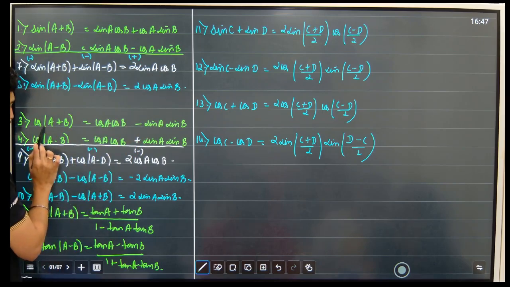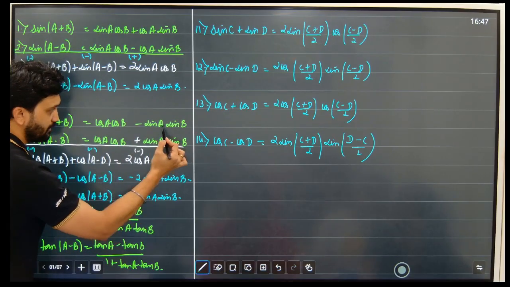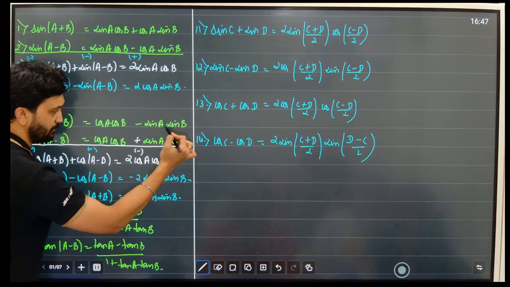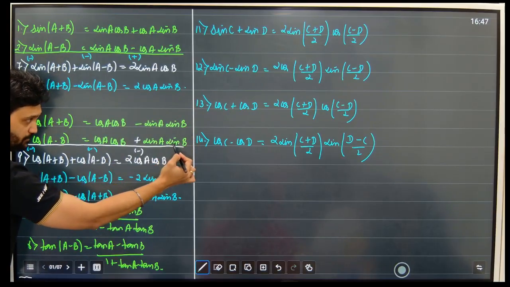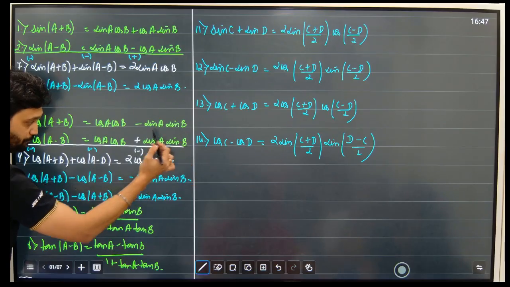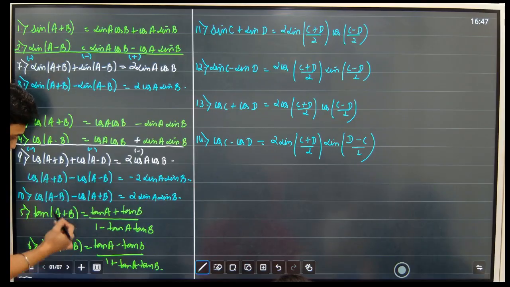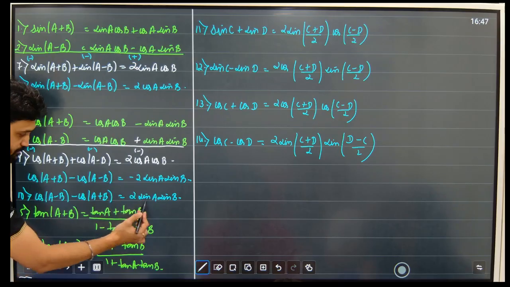The next formulas are cos A plus B, that is cos A cos B minus sin A sin B, and cos A minus B, which is cos A cos B plus sin A sin B. If I solve the third and fourth formulas simultaneously and add them, I get the formula for 2 cos A cos B, and if I subtract them, I get the formula for 2 sin A sin B.